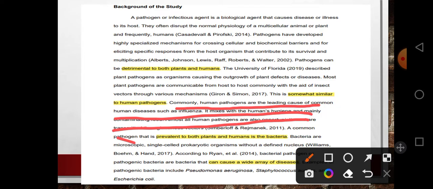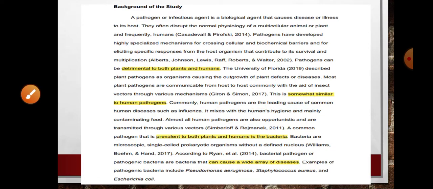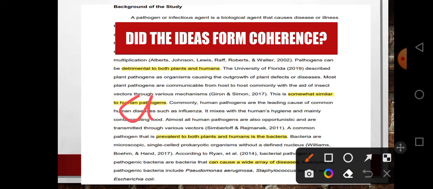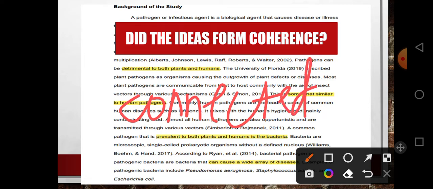So are you getting the idea here, class? Are you getting the, let's say, trend on how the ideas are being discussed? Okay. So the question here, class, is that did the ideas from one sentence to another form coherence? Okay, so let's try to rephrase the question. Are the ideas connected to each other? Are they connected to one another? Okay, so the answer is yes.